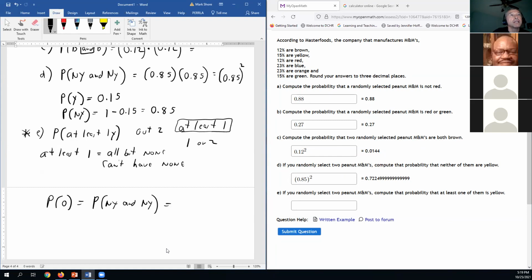So the probability of not yellow and not yellow, we got that right up above. That was 0.85 squared. That was our answer to part D. Our answer for the probability of at least 1 is going to be 1 minus that answer.